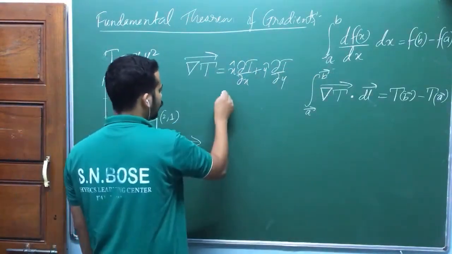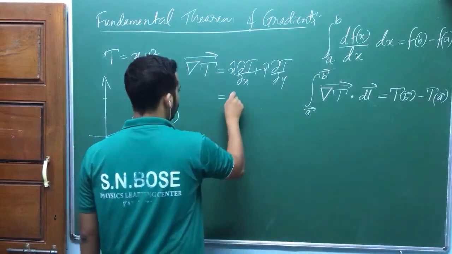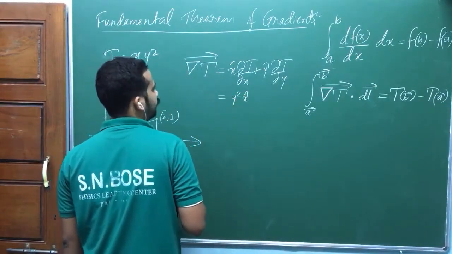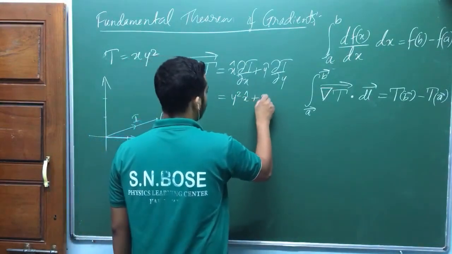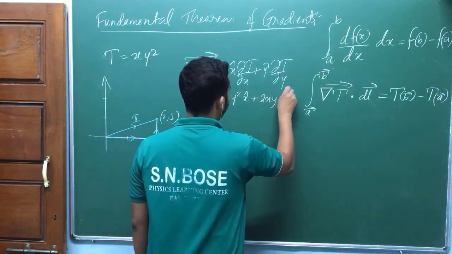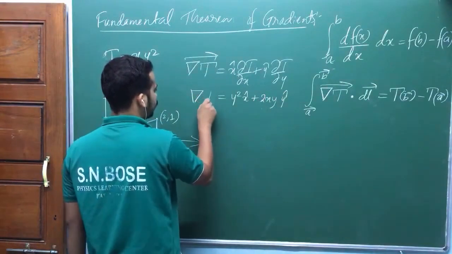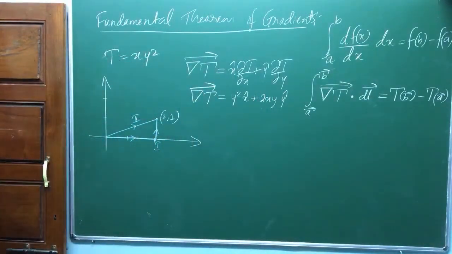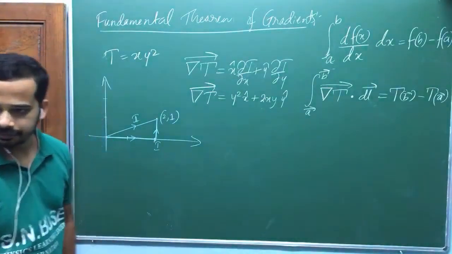Dou T by dou z equal to 0. What is this one? Dou T by dou x is y square into x cap, plus 2xy into y cap. Am I right or not? 2xy into y cap. Speak out.